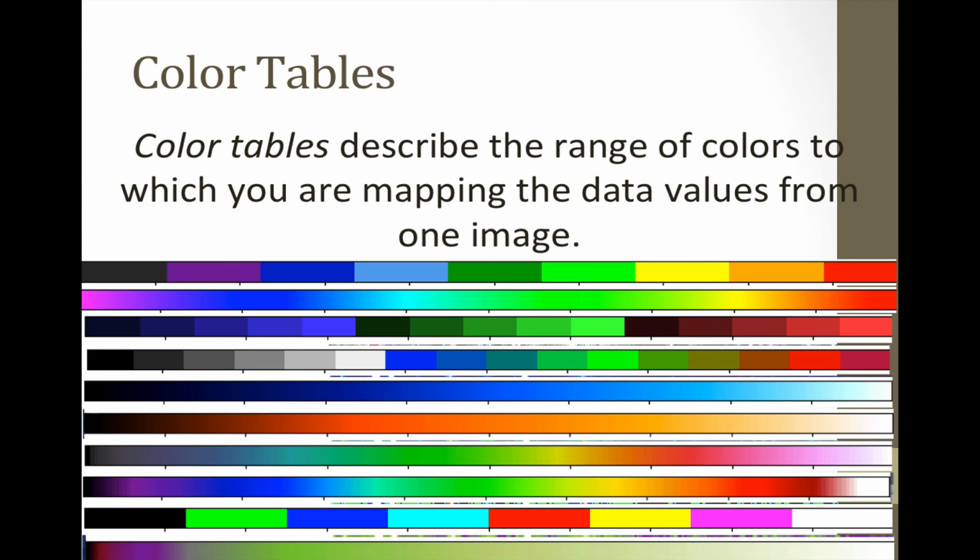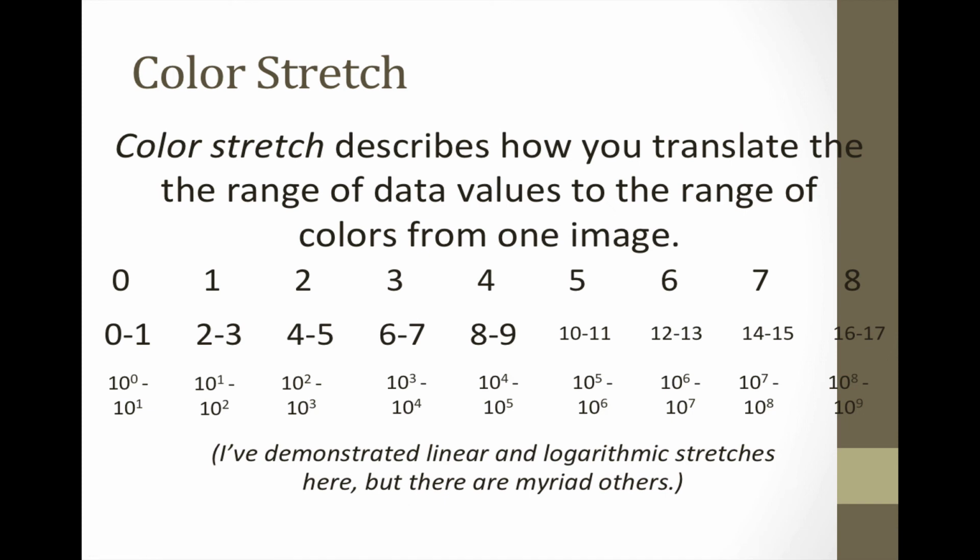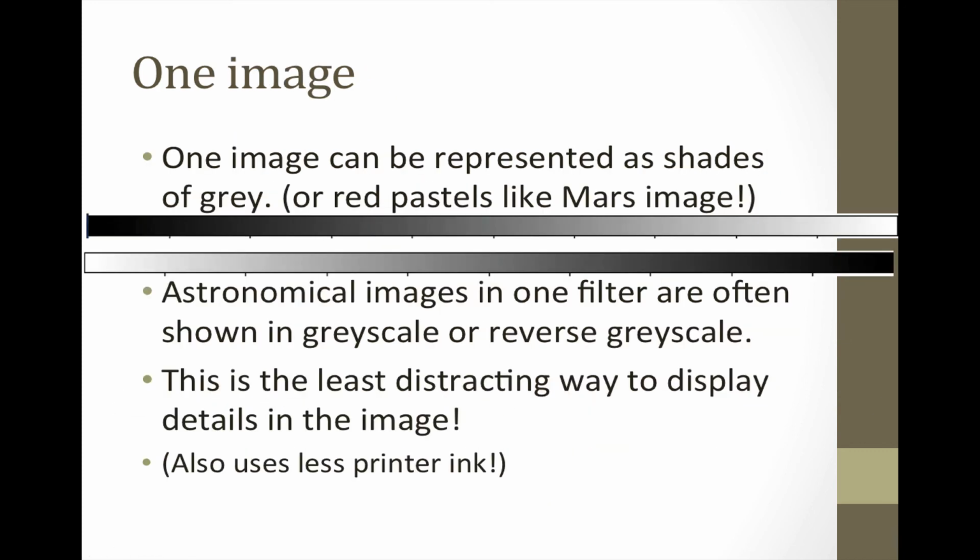So color tables, that is the range of colors that you're mapping those data from one image. There's many different ones. The ones that I was showing you initially were this, which is very discrete values of color. Then there's this, which is more continuous. This one is continuous, but between black through reds and oranges to white. There's lots of different color tables that are out there. Color stretch describes how you're going to translate the numbers into colors. So the examples that I gave you were like this. And this is a linear stretch. That's something called a logarithmic stretch because I'm using powers of 10. But there are many others that you can use.